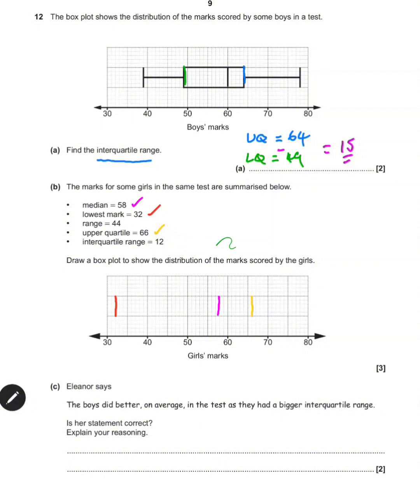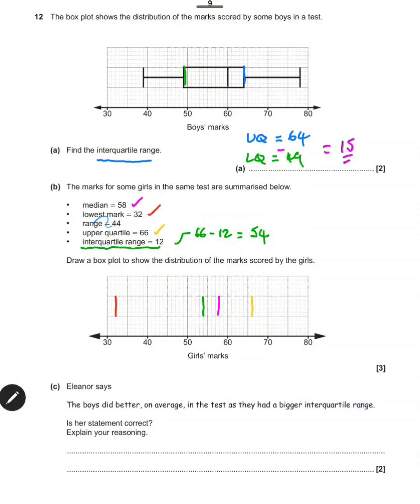So this isn't kind of like a puzzle. What I do know is my interquartile range is 12. And from this question, the interquartile range is the width of this box. So I've got my upper quartile. I know the width of my box is going to be 12. So I need to do 66 take away 12, and that will give me the lower quartile. 66 take 12 is 54. So my lower quartile is 51, 52, 53, 54.